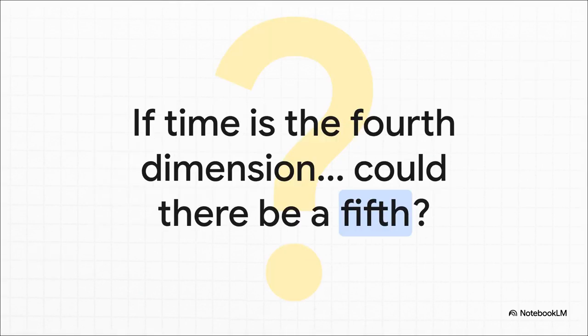So, we did it. We built our reality all the way from a simple line up to a four-dimensional space-time. But that leaves us with one last, really fascinating question. If we discovered that time was just another dimension we move through, what else might be out there that we can't see? What could a fifth dimension even be? It's something to think about, isn't it?